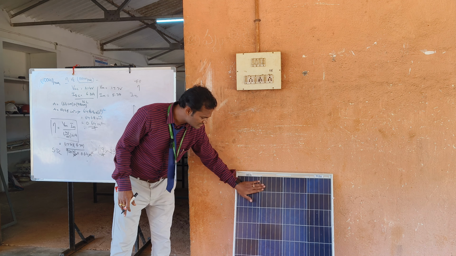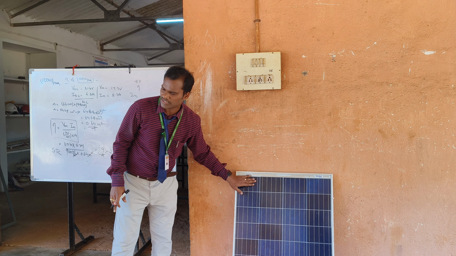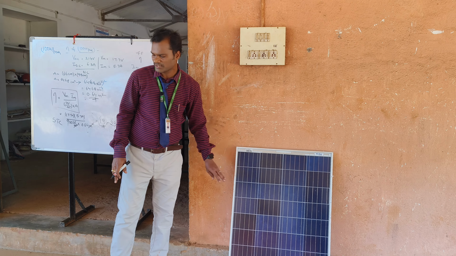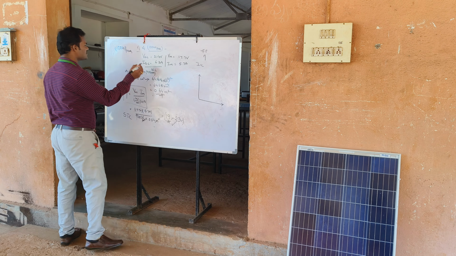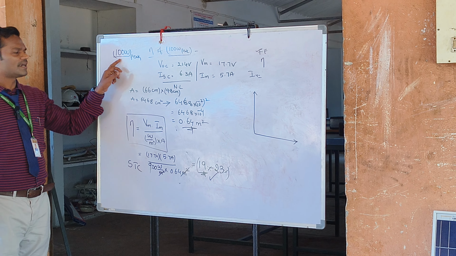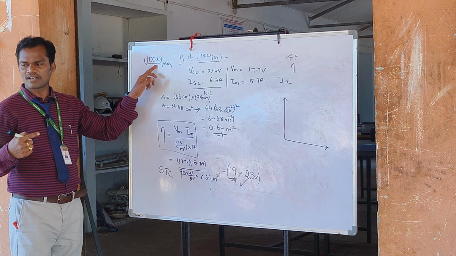25 years. This is Gorilla Glass 5. It doesn't break either. That is the latest technology we have. So now the efficiency is 19%, and the nameplate details given on the panel say how much? 100 watts. It can generate how many watts?